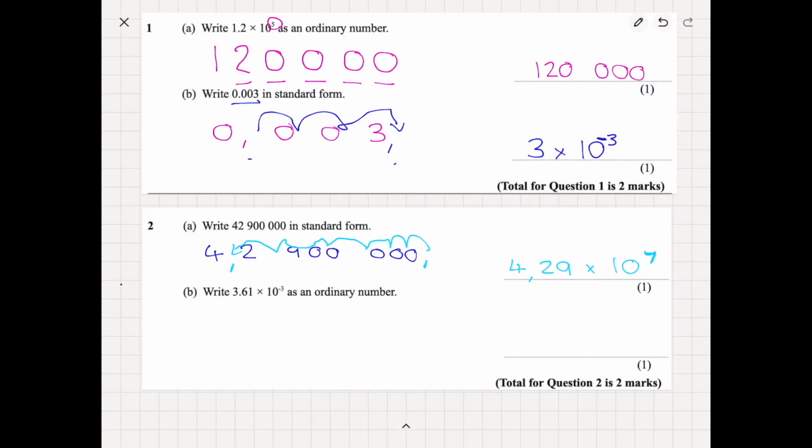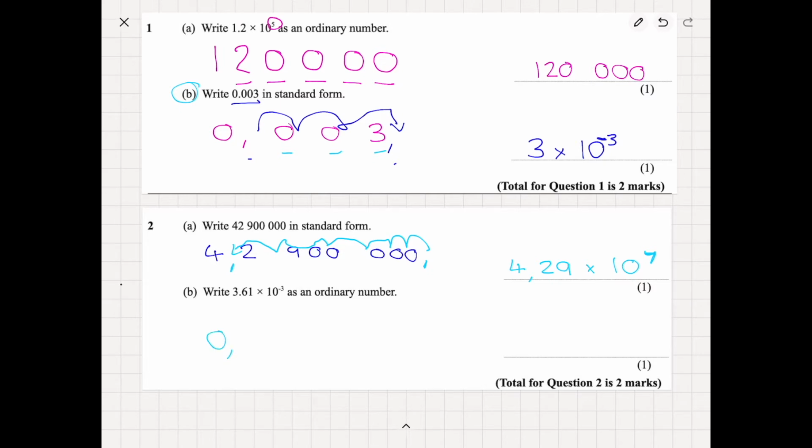Okay, so now we're moving on to write 3.61 times 10 to the power minus 3 as an ordinary number. Now we can use what we did here in question 1b to help us out, because it's basically how many decimal places do we go until we hit a 3, until we hit our A value. Well, here it was minus 3, so we went 1, 2, 3. Boom, there's a 3 there. So in this case, we're going to go to the third decimal place and write a 3 there.